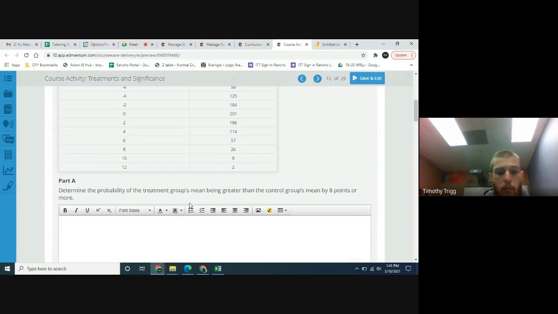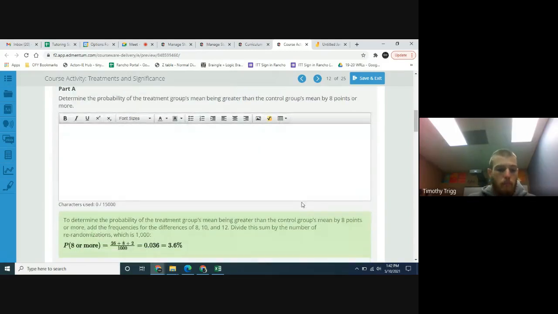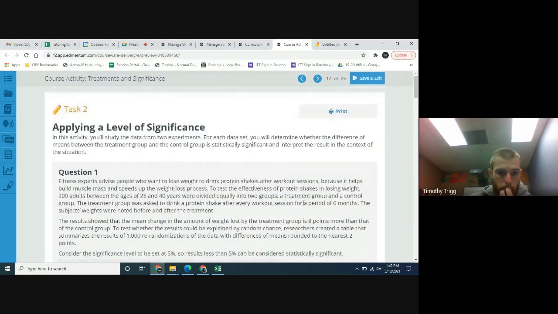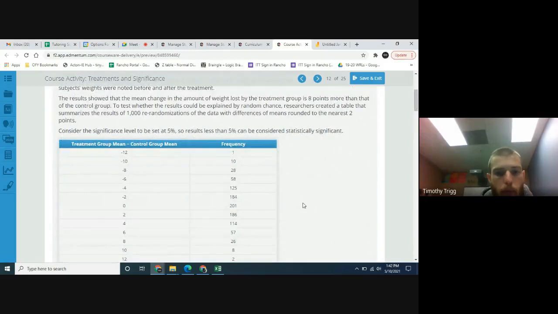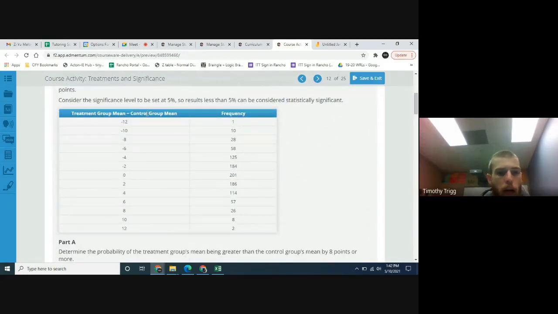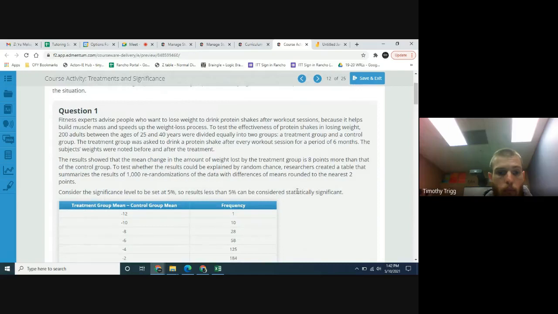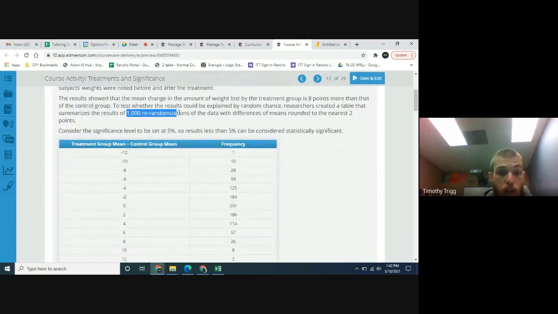Determine the probability of the treatment group's mean being greater than the control group's mean by 8 points or more. So if we look at these, the treatment group minus the control group, when you see, for example, 0, that means that if you look at the treatment group and subtract the control group's means, there was no difference between them. Basically, when these two numbers are the same, that gives you a 0. That happened 201 times, because there's 1,000 re-randomizations.